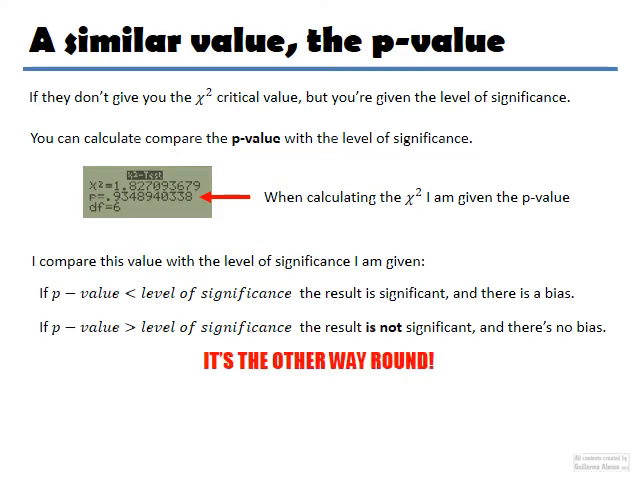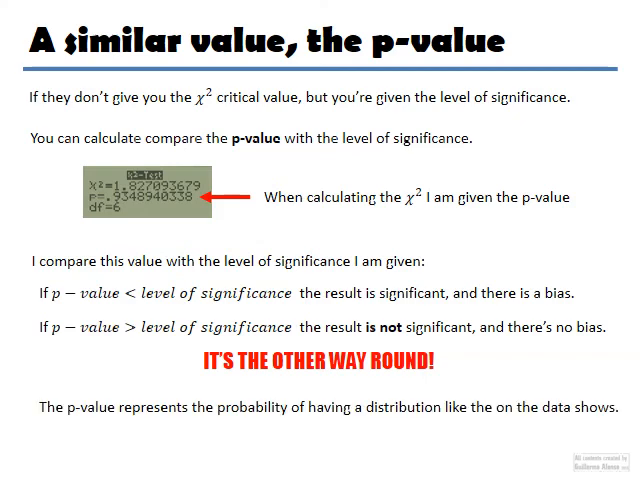It kind of works the other way around. It might be a little bit counterintuitive. But just remember, normally when you get a small chi-squared, you'll get a big p. It's a number from 0 to 1, and it's just a probability. The probability that you have that kind of distribution. So that's all you need to know for now.